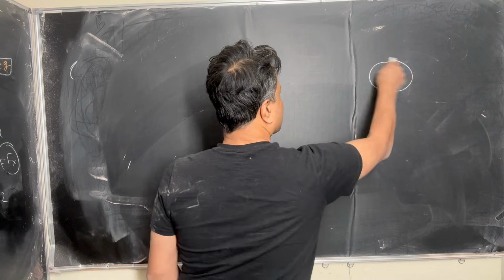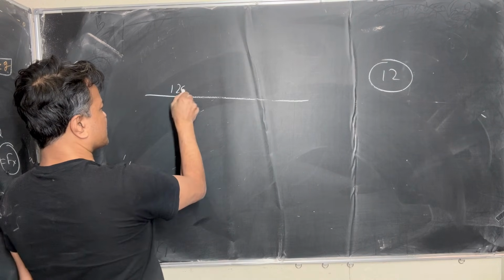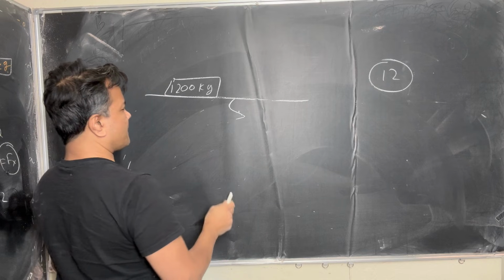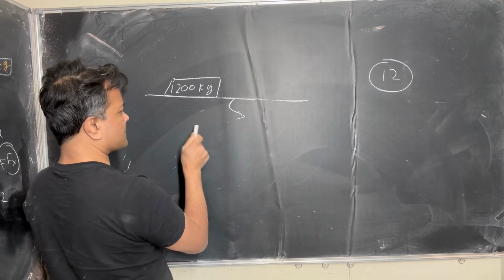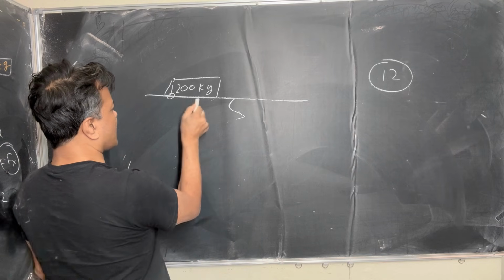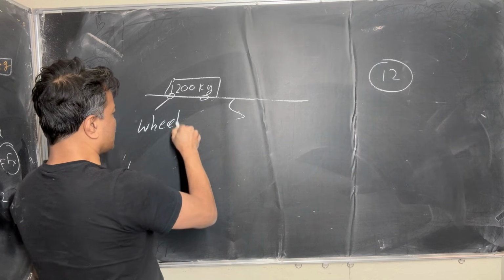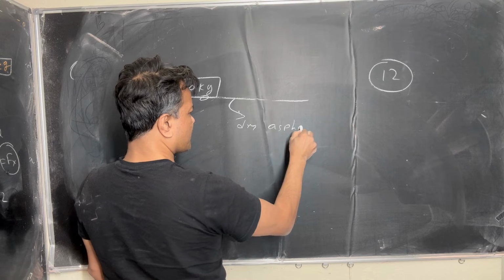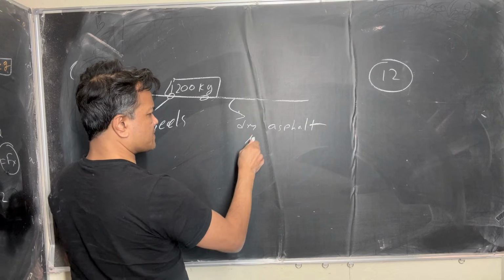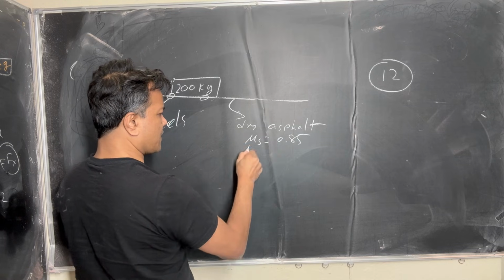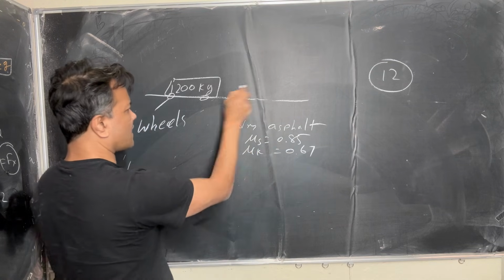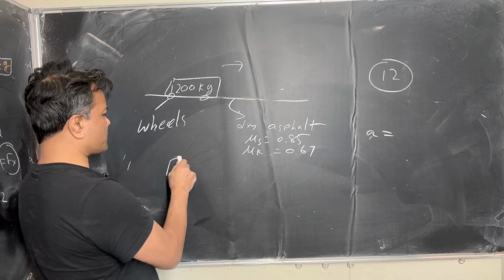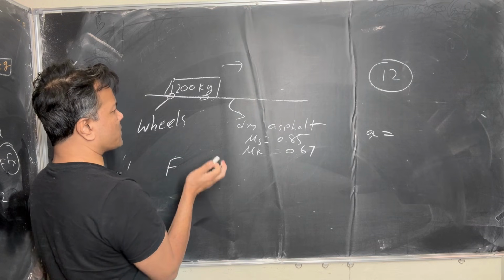Problem 12, you have a 1200 kilogram car on the road. The car has wheels, and this is dry asphalt, and it has mu s 0.85, mu k 0.67. Since the car is moving, accelerating, I ask you to find the acceleration of the car. First, you have to find the force. How many forces are acting on it?